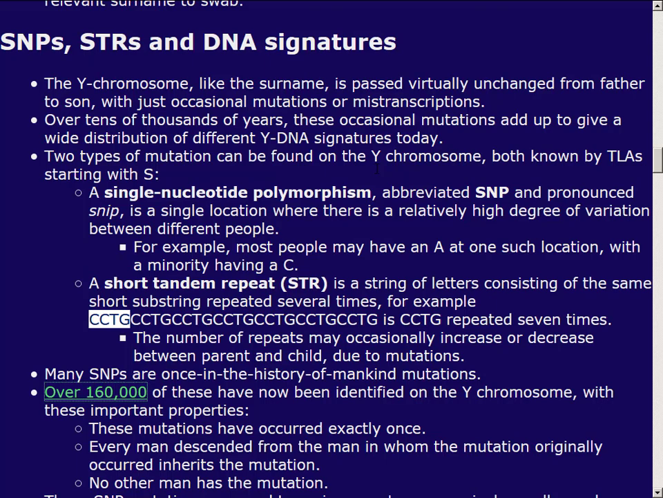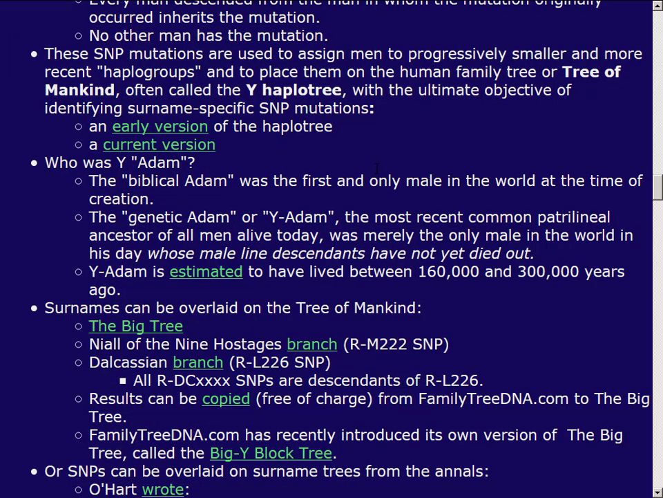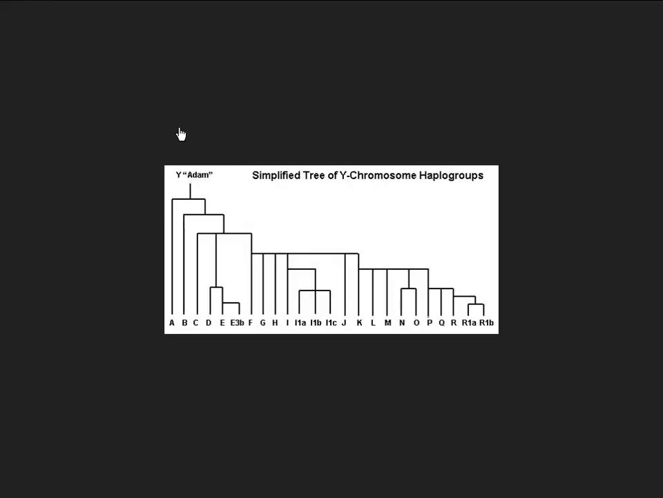So these SNP mutations divide people into what we call haplogroups, and they allow us to put the mutations on what we call the tree of mankind, or the human family tree, or the Y haplotree. There's an early version of it. It starts with a single man. We call him Y Adam. It's not Adam from the Bible, who was the only man around at his time. He is the man who is the only man around at his time who has direct male line descendants still living today. He's estimated to have lived somewhere between about 160,000 and 300,000 years ago.